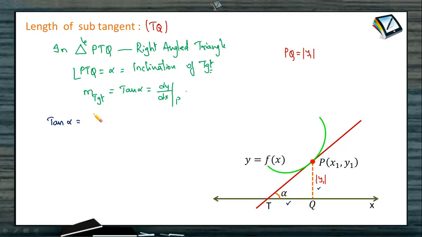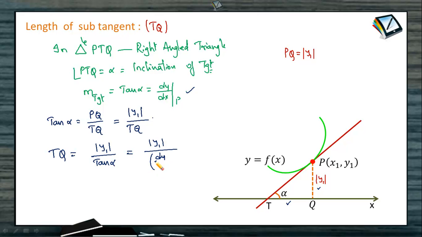Then by definition, tan alpha is the opposite side PQ by your required subtangent length, that is TQ, wherein we know the PQ value. So let us replace the known value. TQ is your length of subtangent, which we are supposed to calculate. Now what is your TQ length then? TQ length is modulus of y1 by tan alpha. But what is this tan alpha by this known equation? Yes, it is the derivative of the function dy by dx measured at the point P, right?